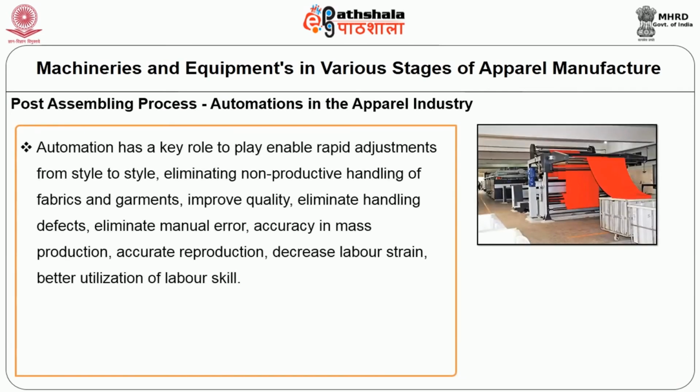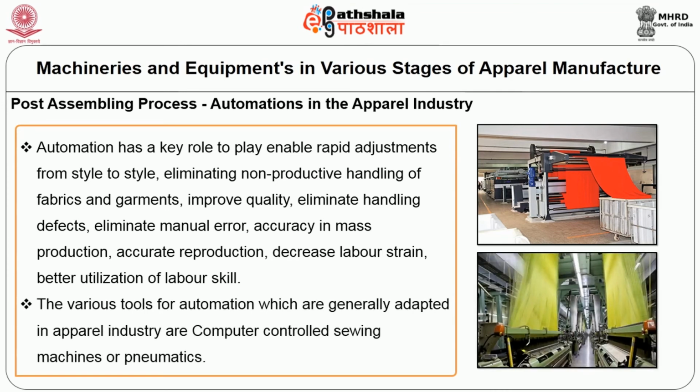Next is automation in the apparel industry. Automation has a key role to play. It enables rapid adjustments from style to style, eliminates non-productive handling of fabrics and garments, improves the quality, eliminates handling defects, eliminates manual error, gives accuracy in mass production, accurate reproduction, decreases the labor strain, better utilization of labor skill, etc.